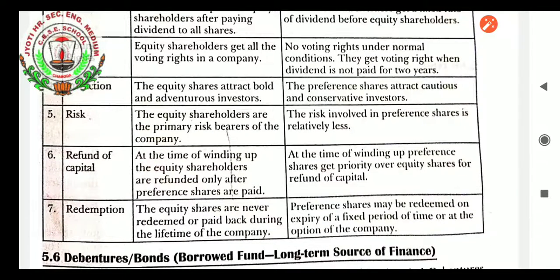Refund of capital. At the time of winding up, equity shareholders are refunded only after preference shares are paid. At the time of winding up, preference shares get priority over equity shares for refund of capital. So in winding up, equity shareholders will get the rest of the capital only after paying preference shareholders and other creditors. But preference shareholders will get the first priority.